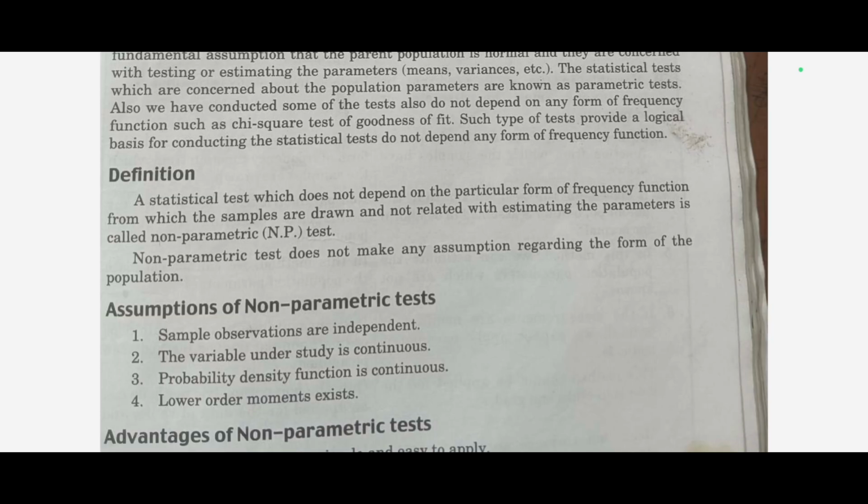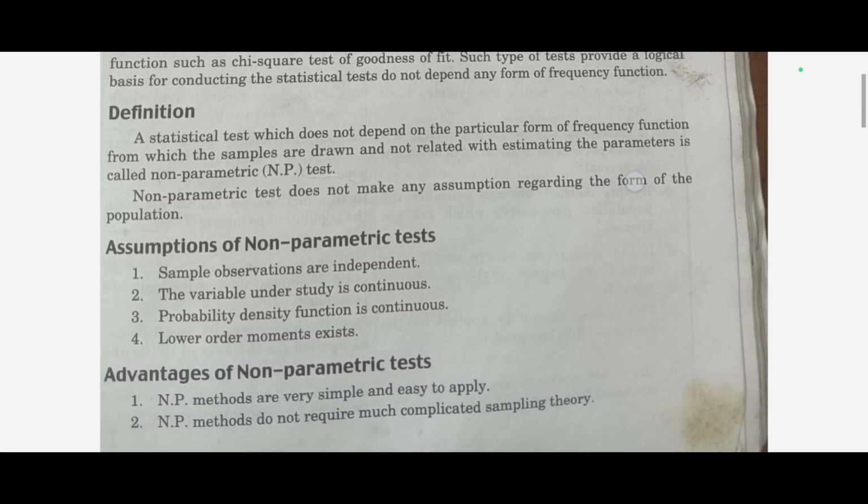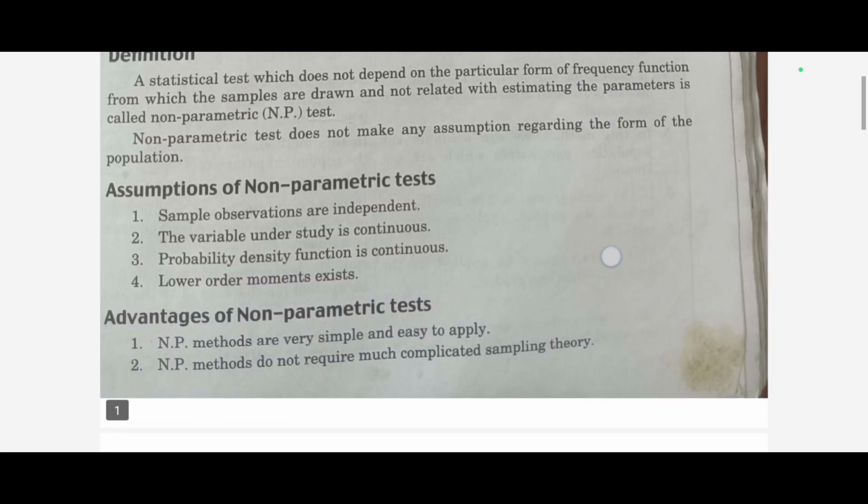Here are the assumptions of non-parametric tests. The sample observations are independent. The variable under study is continuous. The probability density function is continuous. Lower order moments exist. Advantages of non-parametric tests.